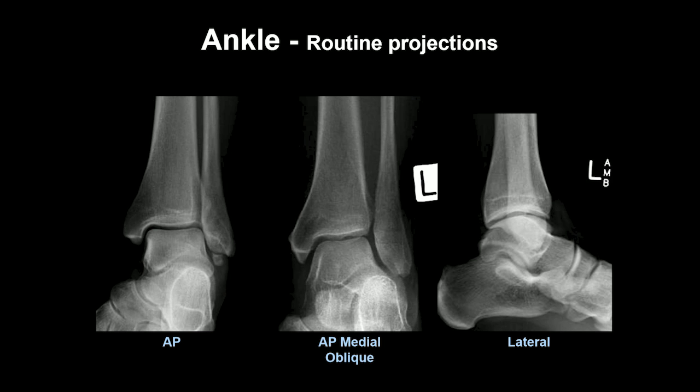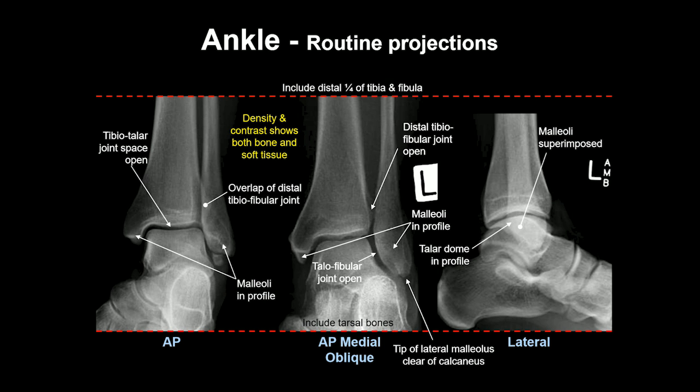So now moving on to the ankle joint, and here we have AP, a medial oblique or mortise view, and a lateral view. So on the AP view, the tibiotalar joint space should be nice and open, and the malleoli should be in profile. There will be some overlapping of the distal tibiofibular joint. The density on the images should again show both bone and soft tissue.